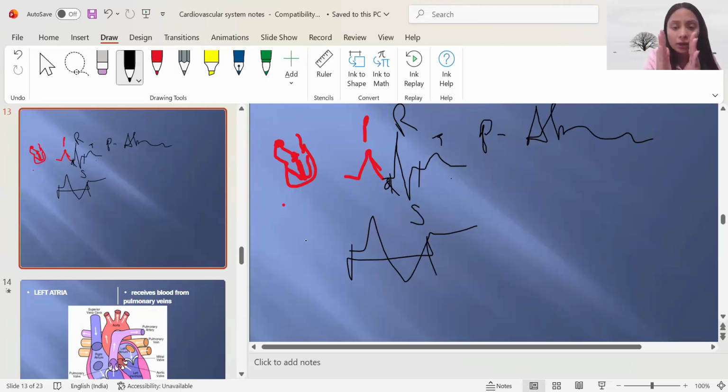A good QRS complex is very short. It has to be very short because you need to push the blood out of your ventricle. These are the ventricles and they are contracting like this. Will they be able to produce that force? They will not be able to produce the force required to perfuse the blood to the tissue. They need to be very quick.